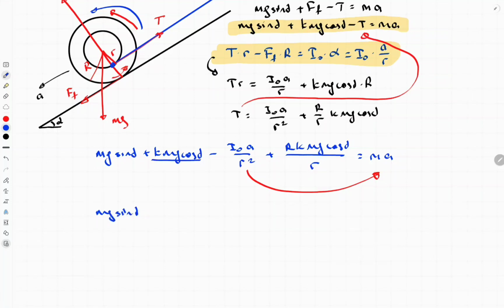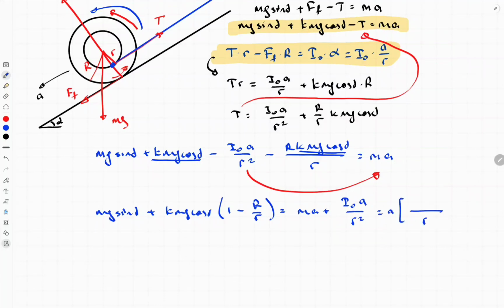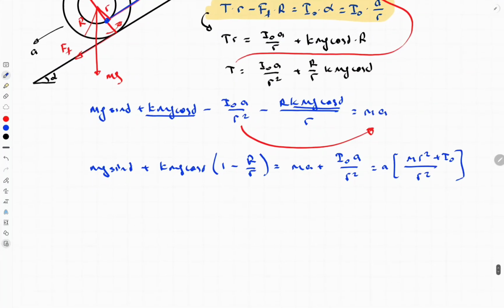So we have a K mg cosine here. We have a small mistake here, it should be minus. Yes, so let me take K mg cosine out of the bracket. So here we have 1, here we have minus big R over small r. Here we have MA plus I0A over r square, or we can write in this way, r square M r square plus I0. So A is unknown here.